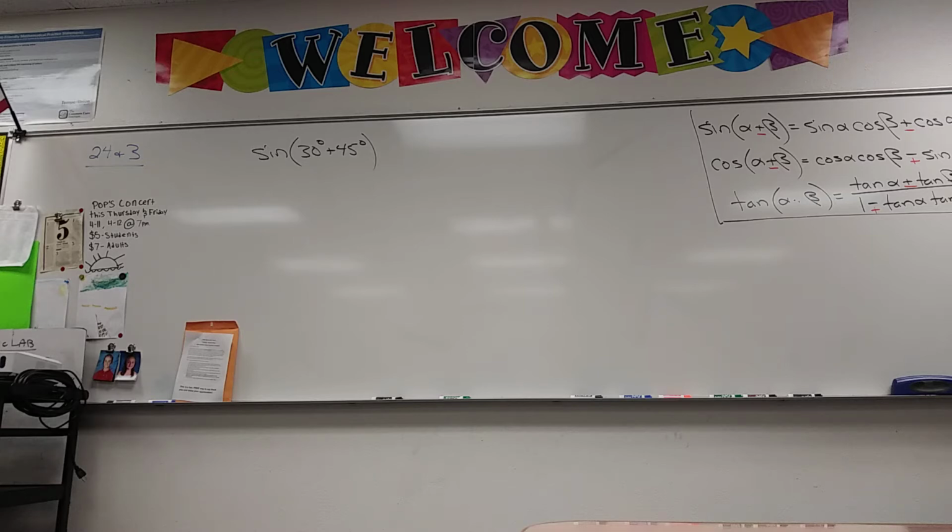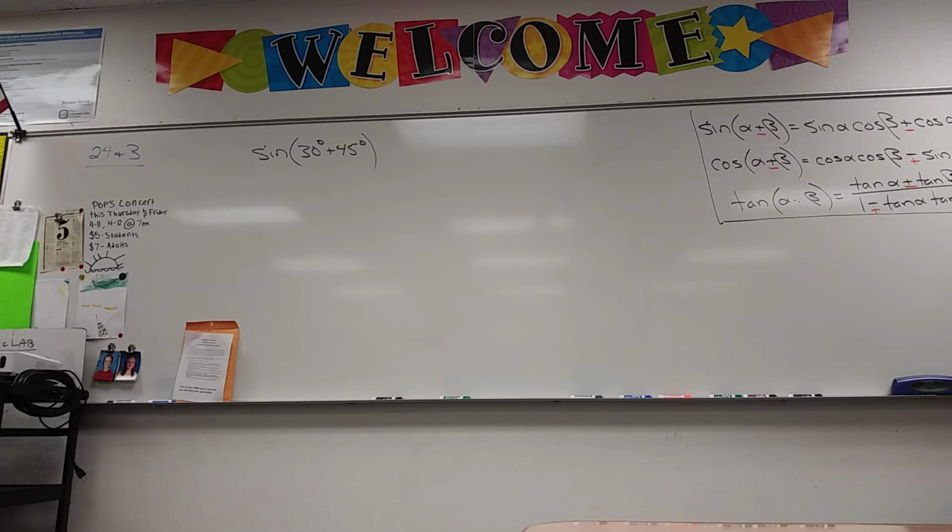After sine, obviously, will come cosine. And so the cosine formula is a little bit different. Same basic setup. The cosine of alpha plus beta is equal to the cosine of alpha cosine of beta minus the sine of alpha sine of beta.